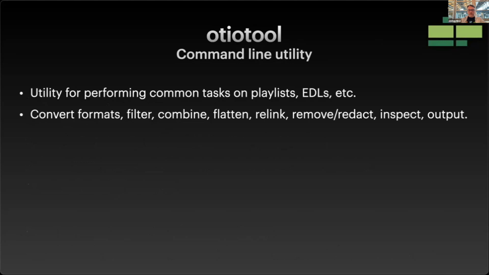Next, we also want to talk about OTIO tool, which is a command line utility we introduced last year. It's a general purpose utility for doing some common operations on playlists. It combines a bunch of different things together, including file format conversion, filtering, combining, flattening things, and inspecting things. So let's look at a couple of examples of what it can do.